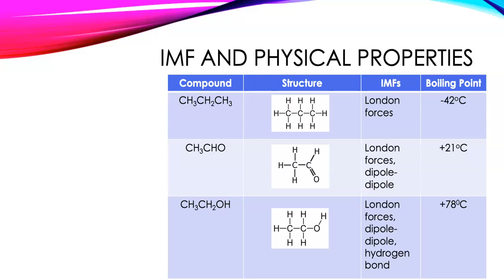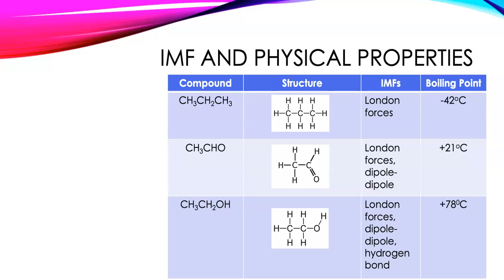When we have that carbonyl group in there for the aldehyde, it's now a polar molecule. So it can do dipole-dipole attractions as well as the London forces. The dipole-dipole attractions are significantly stronger, and notice the significant increase in boiling point. You need to put more energy in to get these molecules into the gas phase if you have a pure sample of ethanal.